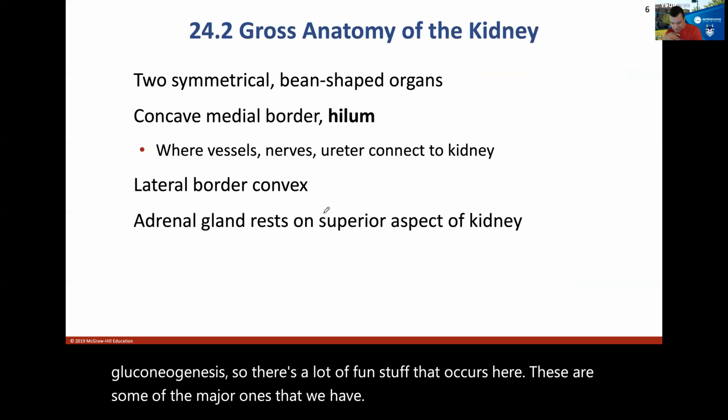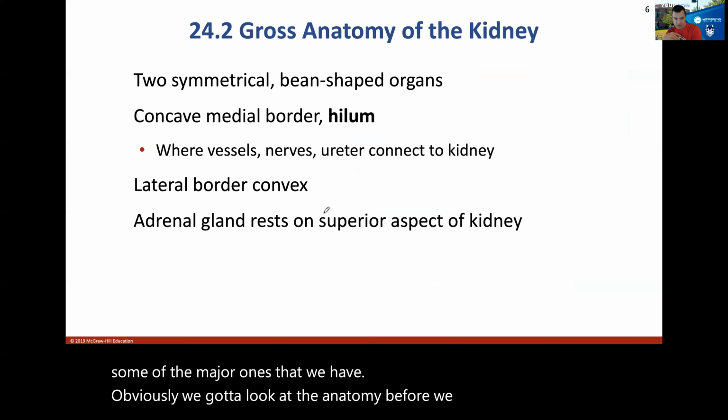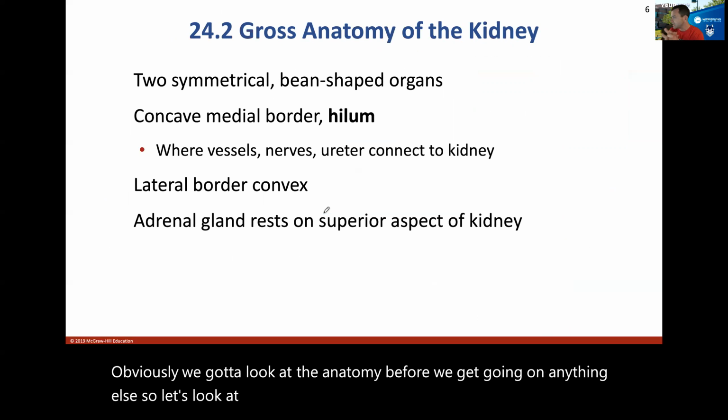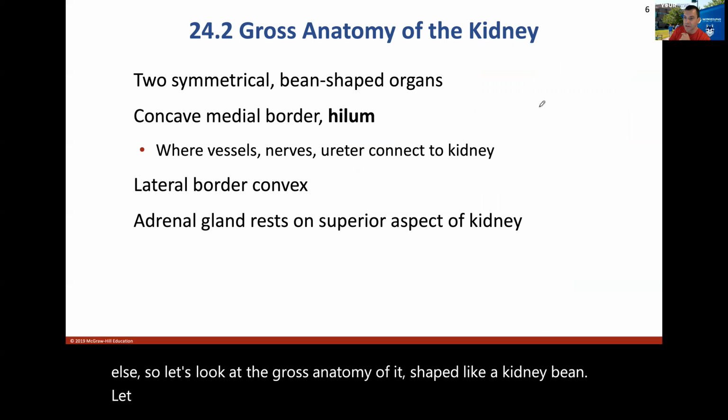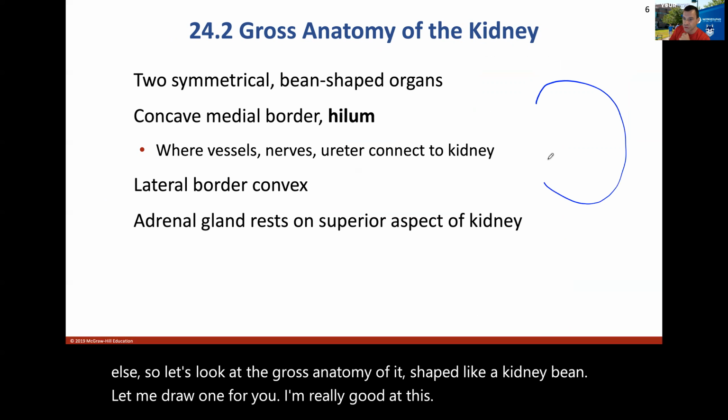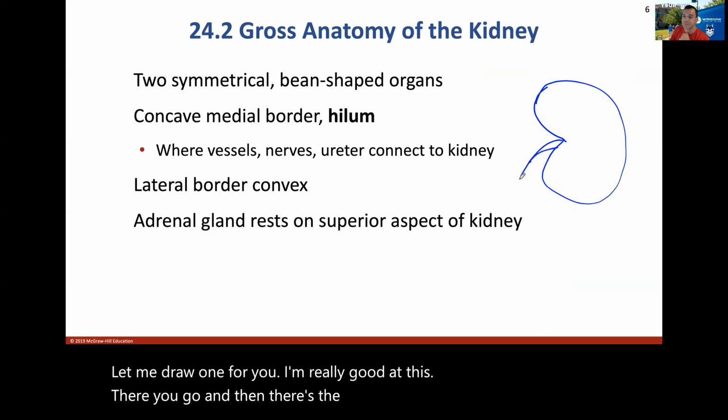Obviously, we have to look at the anatomy before we get going on anything else. So let's look at the gross anatomy of it. It's shaped like a kidney bean. There you go. Let me draw one for you. I'm really good at this. There you go. And then there's the ureter that comes out. Okay, so right there, kidney bean shaped.